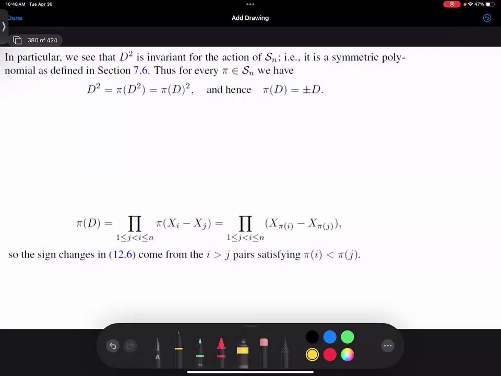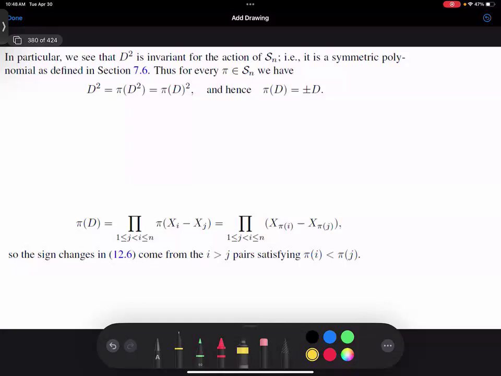The pi of a product is the product of the pi's. What does this remind you of? Yeah, it reminds you of a group homomorphism. So we know that pi of d squared is the square of pi of d. So this tells us that pi of d is either plus or minus d. That's the only way that it can square to.